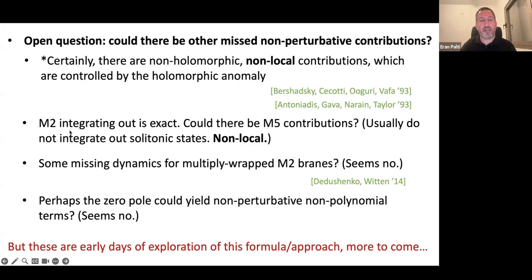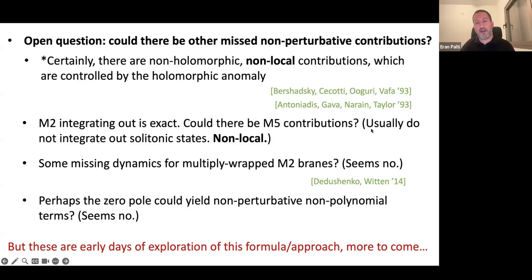We integrate out M2 branes. The nice thing is that the integrating out of the M2 branes is an exact calculation, so we don't expect any more contributions from this M2 calculation. It's exact because it's an F term, and there are certain scaling arguments which tell you that even if you include corrections to the M2 effective action, it will not give you contributions to the F terms.